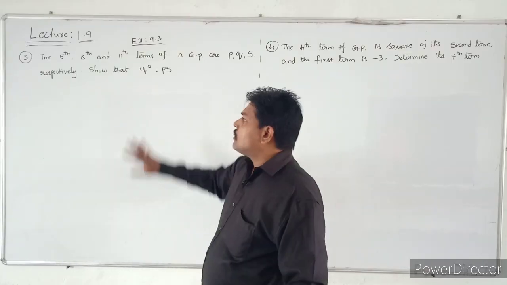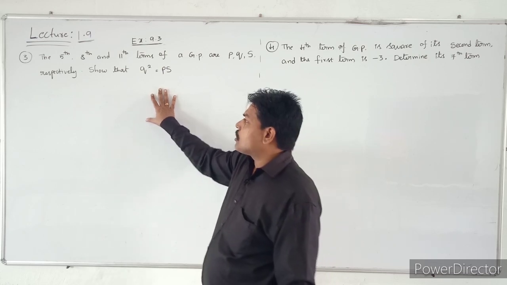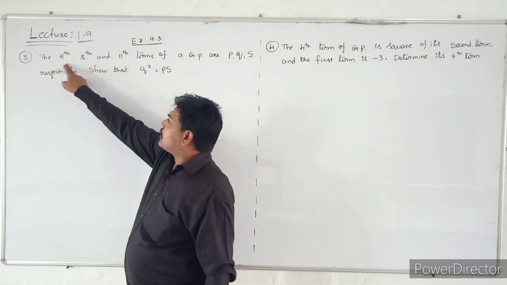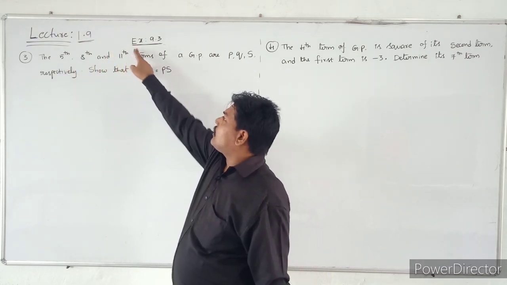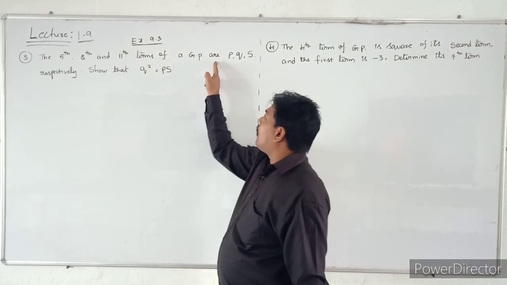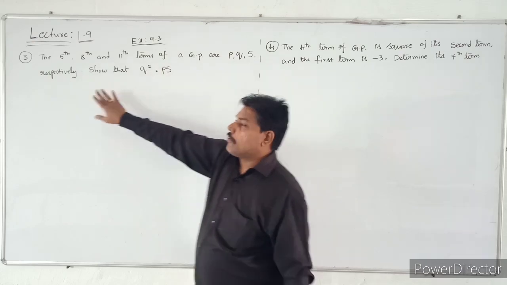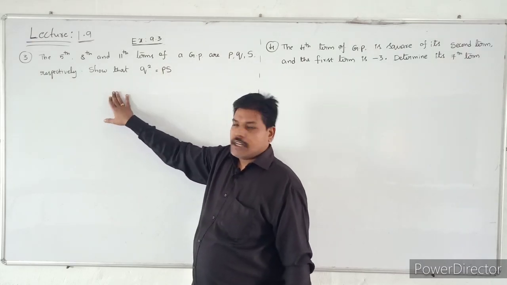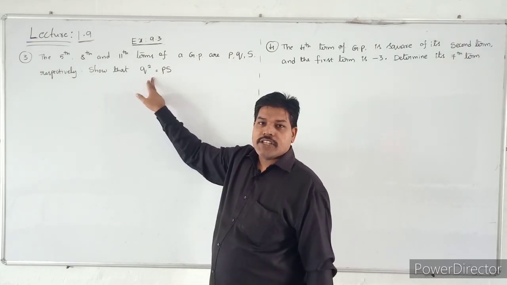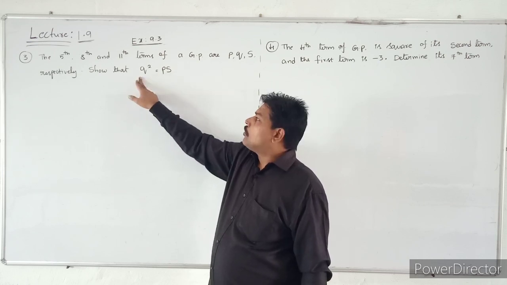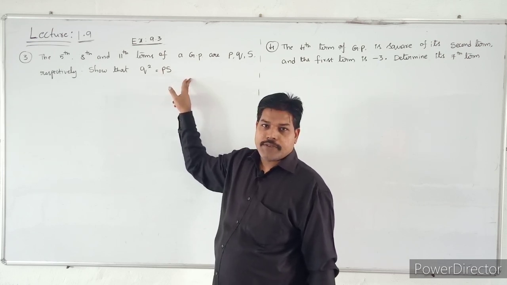See students, see question number 3. What is question number 3? The 5th, 8th and 11th terms of a GP are P, Q, S respectively. Show that Q square is equal to PS.